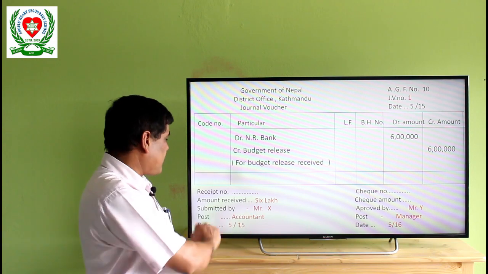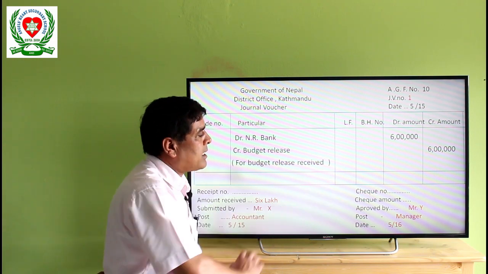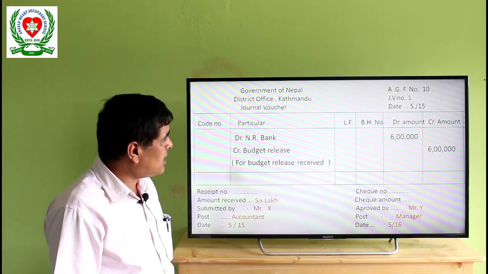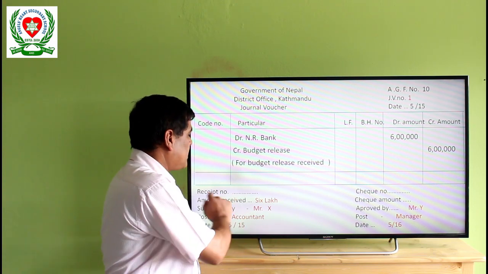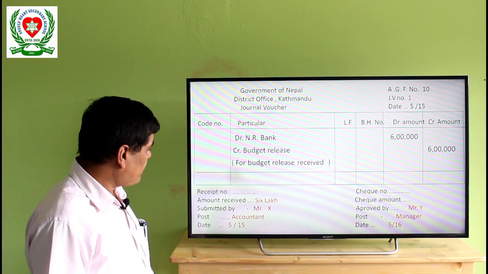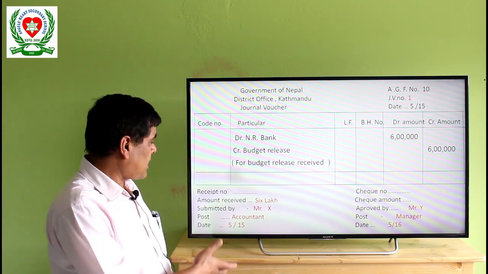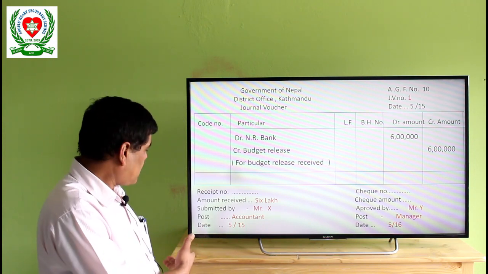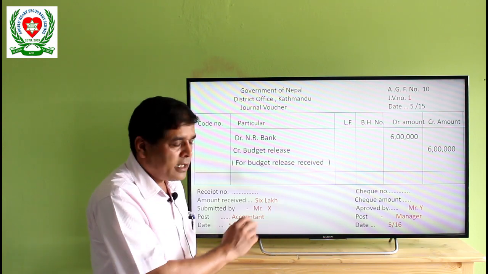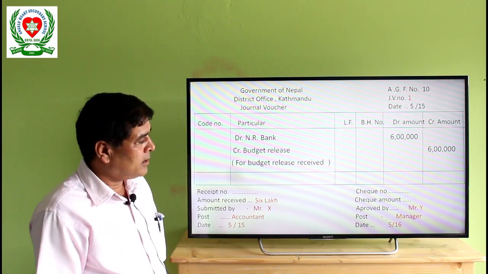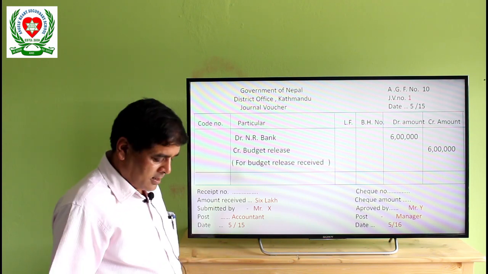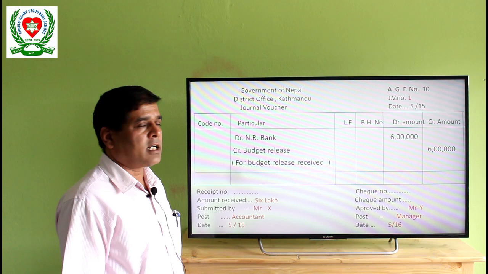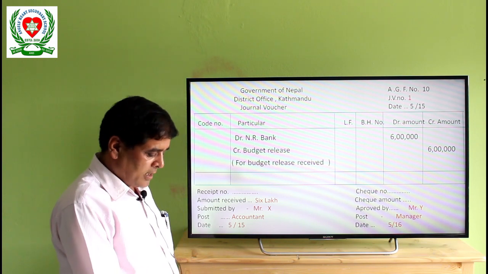Then in words we also have to write it down. In check amount and check number, no need to mention anything. While receiving, we have to write only in the received amount, and submitted by Mr. X, accountant, post, and date is written there. Approved by Mr. Y, post is manager, and date is mentioned. And this is the journal voucher for budget release received.